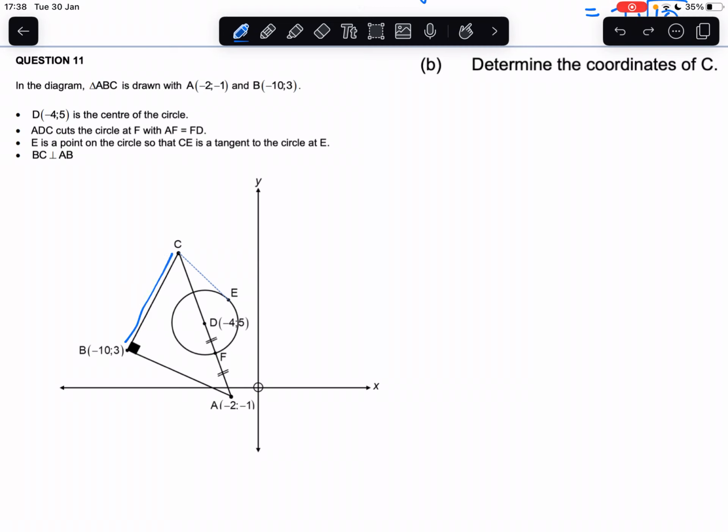Then C is also part of this triangle. I was tempted to see if there's a way that we can get the coordinates of C using something about this triangle, but I feel like I'd have to know some lengths, maybe the length of this, I don't know.